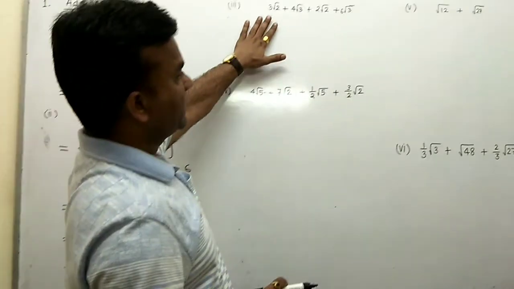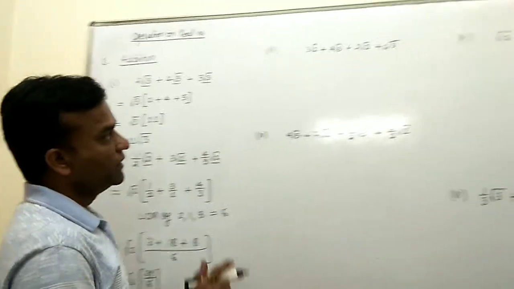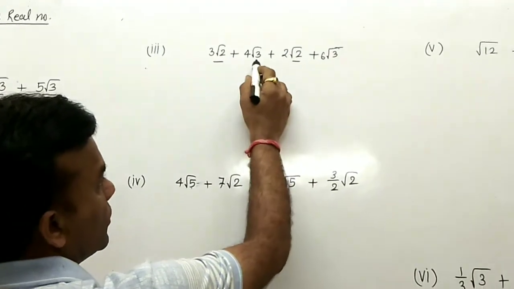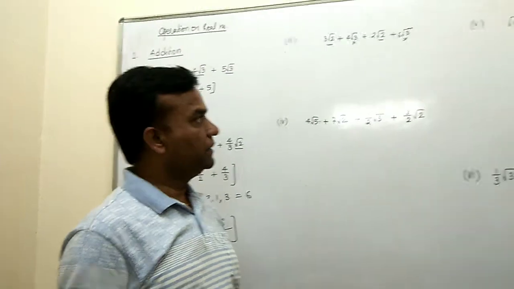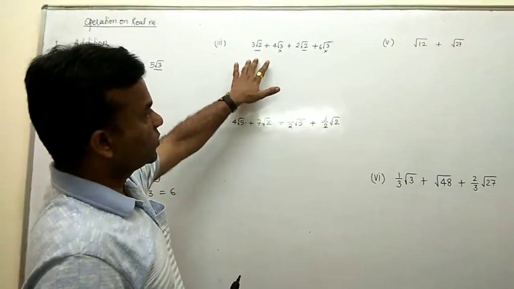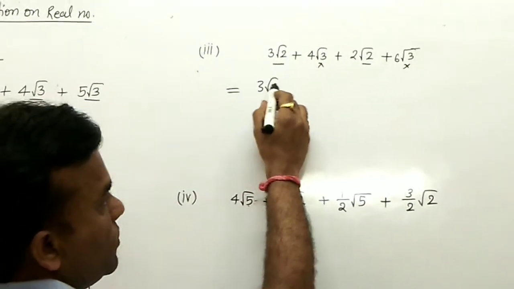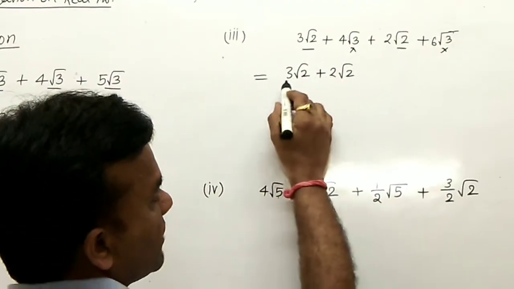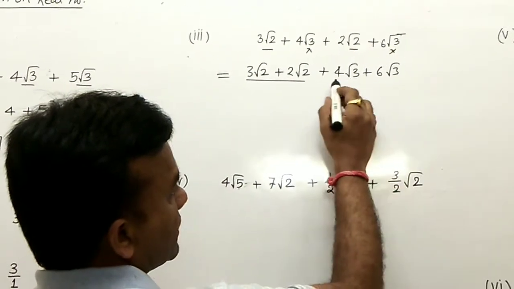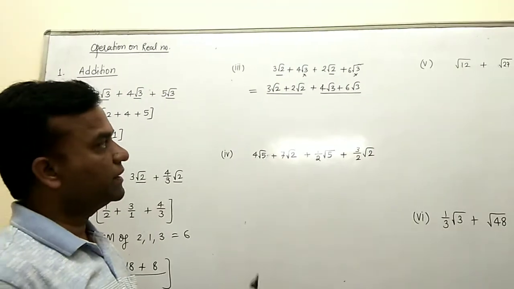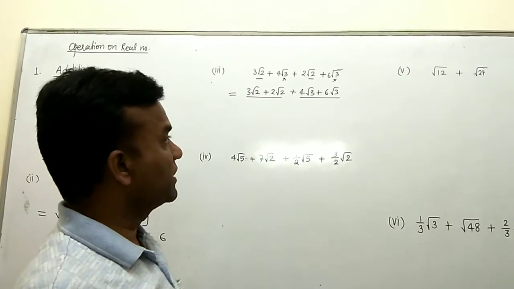Similarly, we have another example, but here we have a different situation. In this expression all terms are not alike: there are two terms with root 2 and two terms with root 3. So the concept of like and unlike terms is used here. First you separate out the like terms: 3 root 2 and 2 root 2. Then you have 4 root 3 and 6 root 3. They are given mixed, but for addition you separate out the like terms and unlike terms, because then addition is very easy.